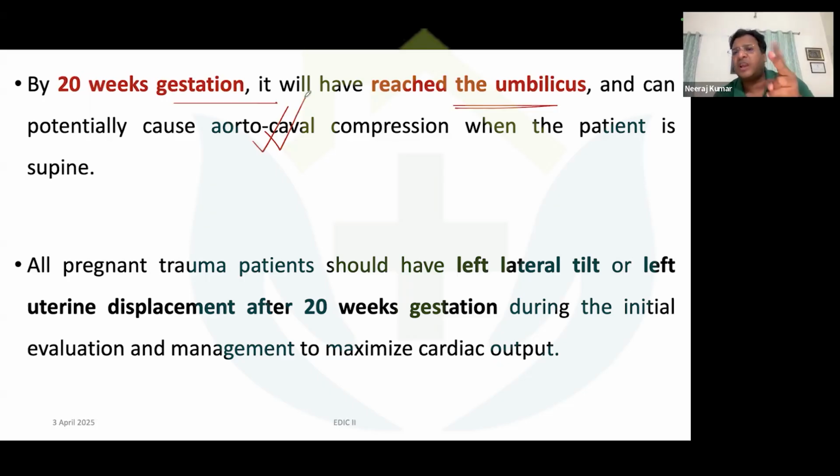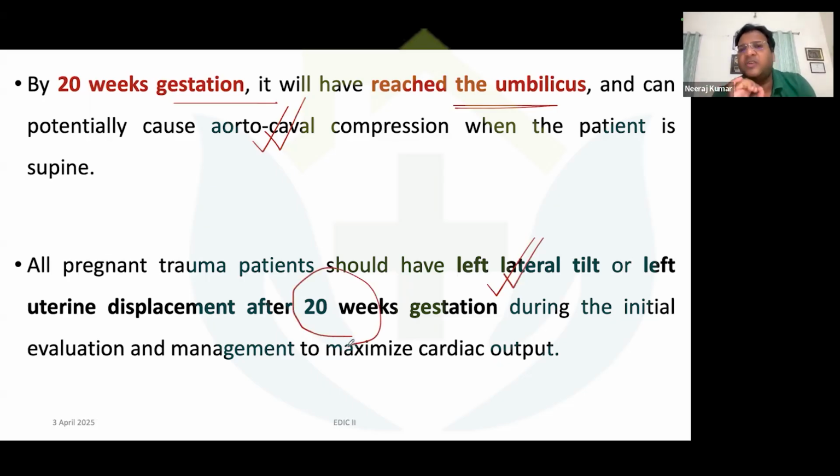So what will happen? You have to face two challenges. Here you have to immediately apply a wedge. A tilt of 10 to 13 degrees is required for your gravid uterus. Because this patient has a trauma as well as pregnancy, it is a double-edged sword for you, and managing these patients is very important. That's why pregnant trauma patients should always be kept in left lateral tilt or left lateral uterine displacement if the trauma occurs after 20 weeks of gestation.